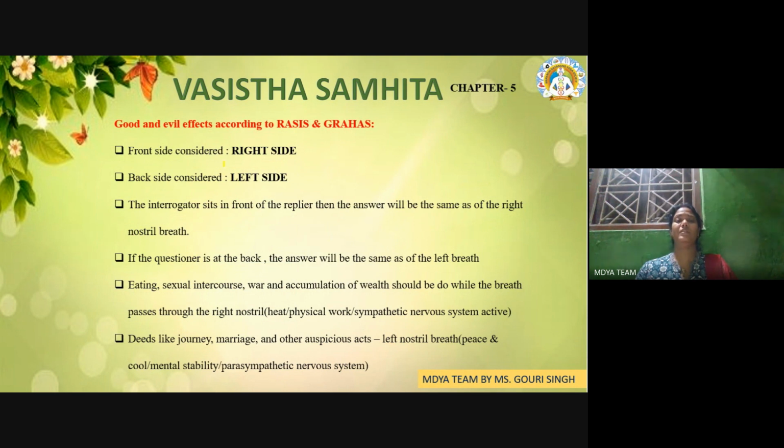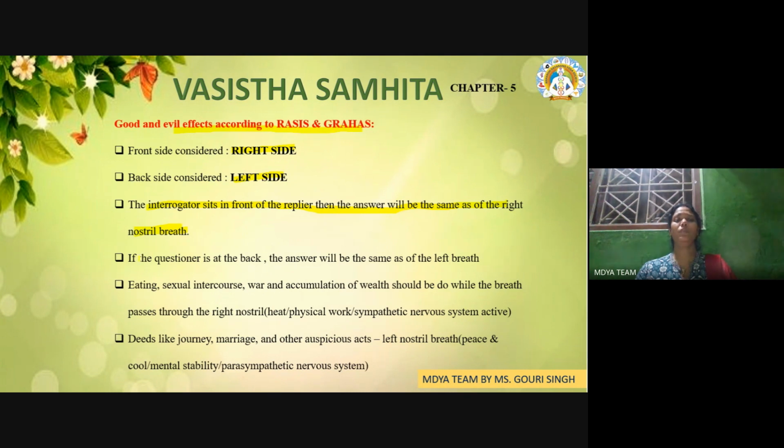The next is that Vasistha is discussing the good and evil effects according to the RASIS and GRAHAS. Suppose Vasistha is telling that if a questioner is there, suppose you have gone for an interview and one person is in front of you, then that front side is called the right side. If he is sitting at your back, then that is called the left side. Okay. And if the interrogator, who is questioning you, sits in front of the replier, then the answer will be the same as the right nostril. Means if you want to get a good result, and your right nostril is active at that time, then you will be able to give any type of answer to the questioner, according to Vasistha.